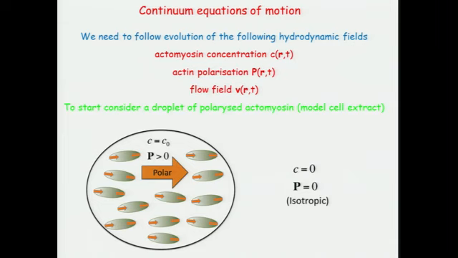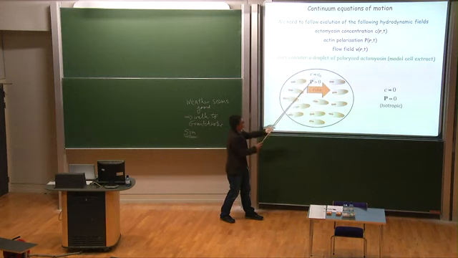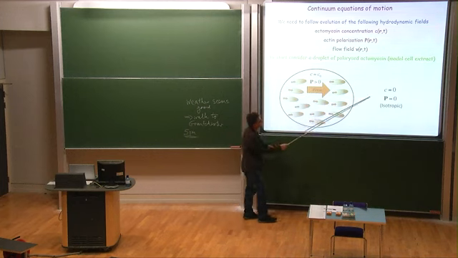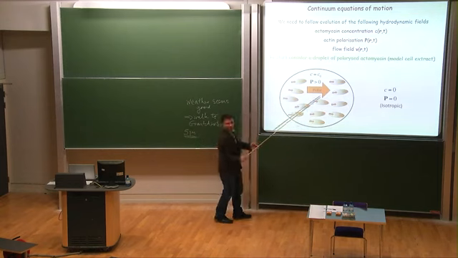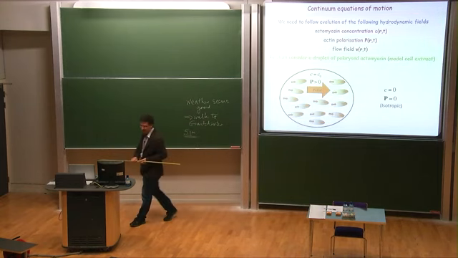The system I'm thinking about is very simple: a bag of active droplets. Here the concentration is different than 0, and here the concentration is 0. We are also assuming that they are polarized, so the polarization vector is different than 0 inside and 0 outside. And these are all dipoles which are contracting.